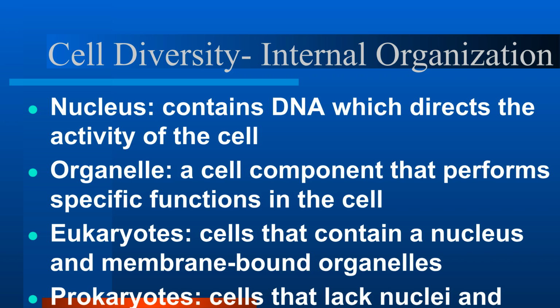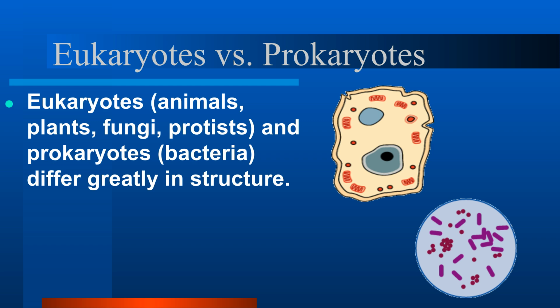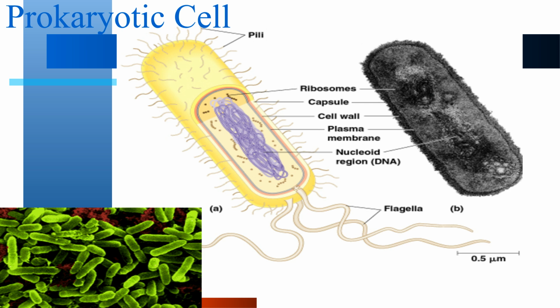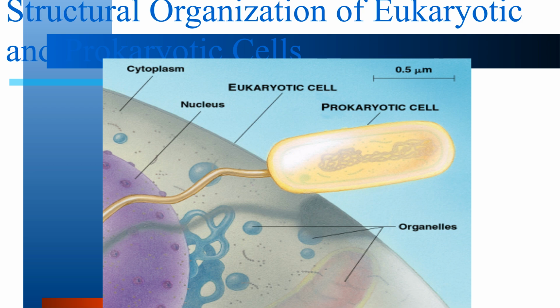Key terms include nucleus, organelle, eukaryotes, cells with nuclei and membrane-bound organelles, and prokaryotes, cells without them. Eukaryotes, such as animal and plant cells, and prokaryotes, like bacteria, have distinct structural differences. This image provides a general overview of a prokaryotic cell structure. This image provides a general overview of a eukaryotic cell structure. This visual comparison highlights the structural organization differences between eukaryotic and prokaryotic cells.